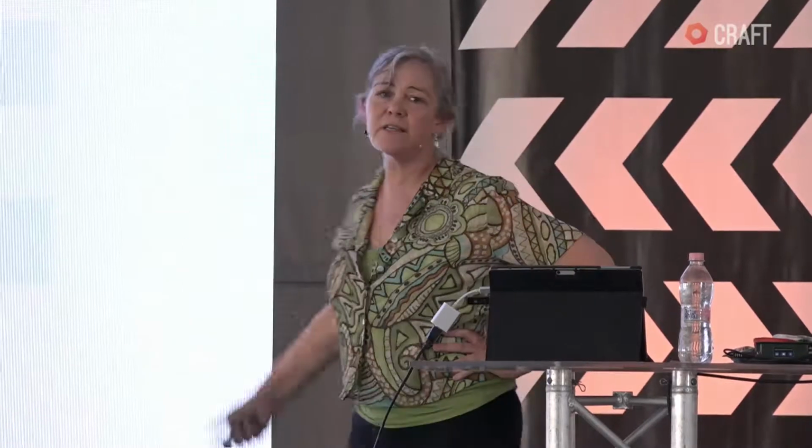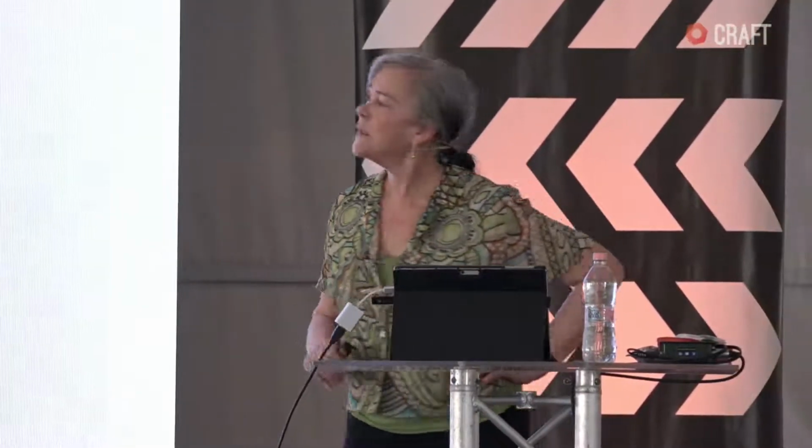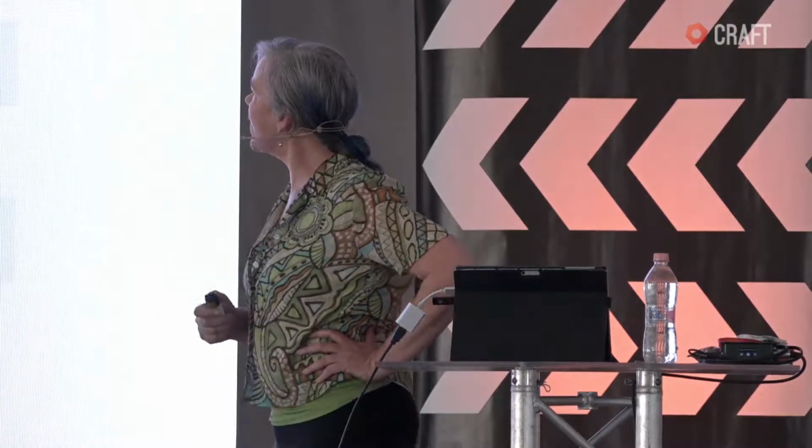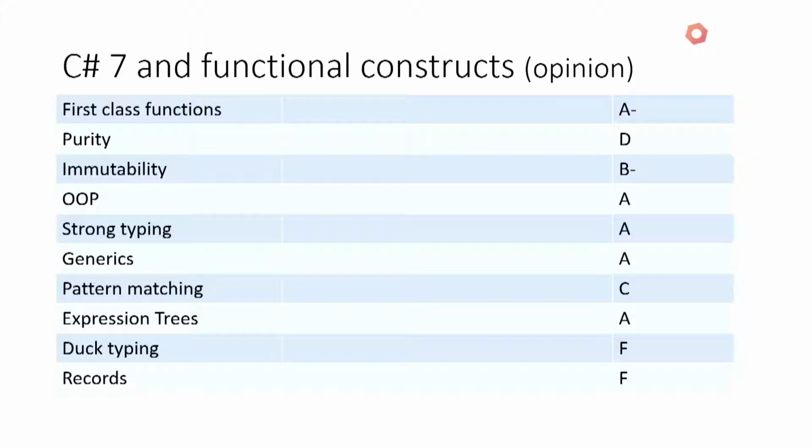When it comes to first-class functions, I think we got it. When it comes to purity, we're going to have to work hard. We have to establish some stuff there. Immutability turns out that it's pretty good on a class, not totally good on collections and lists. That's why mutability gets a B-, OOP, etc. Strong typing, we know it's good at that. Pattern matching right now, it's got a cool little new pattern matching feature in C# 7.